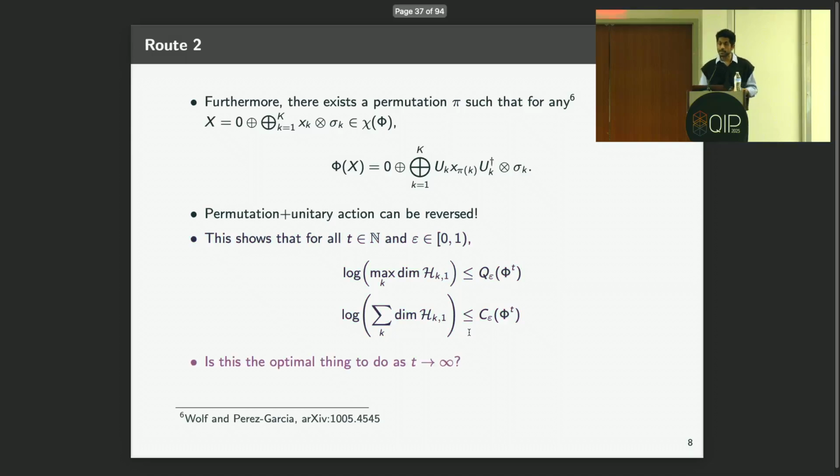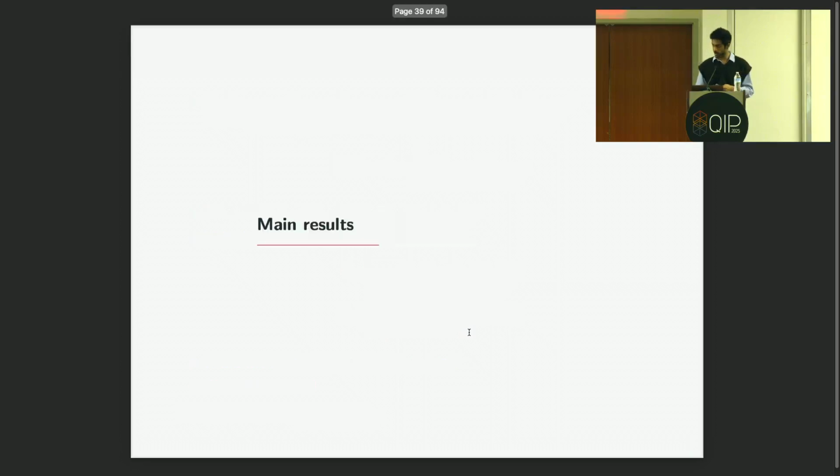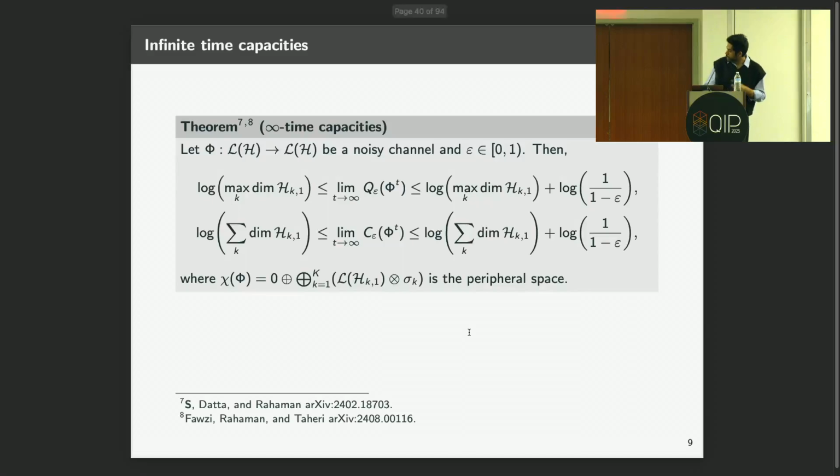And now we ask the same thing: is this the optimal thing to do as t goes to infinity? It turns out that it is the case, and this brings me to my main results. For any noisy channel, you fix the error with which you allow the recovery, and the lower bounds we just saw are achievable, and conversely, in the limit of t going to infinity, this is the optimal thing to do. You can't do better than just storing information in your peripheral space. The error that you allow in your recovery just gets an additional log 1 over 1 minus epsilon term, which goes to 0 as epsilon goes to 0.